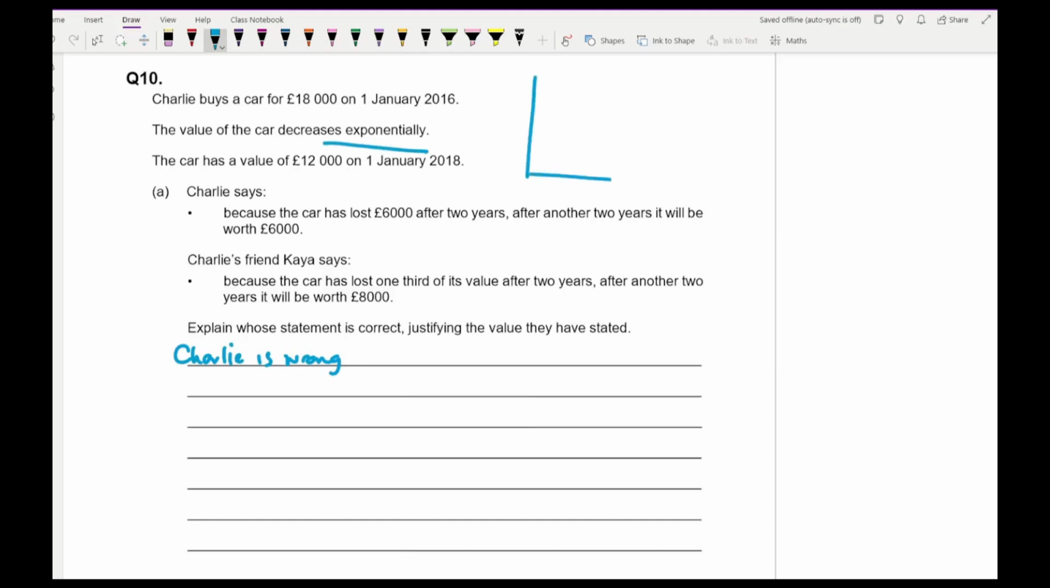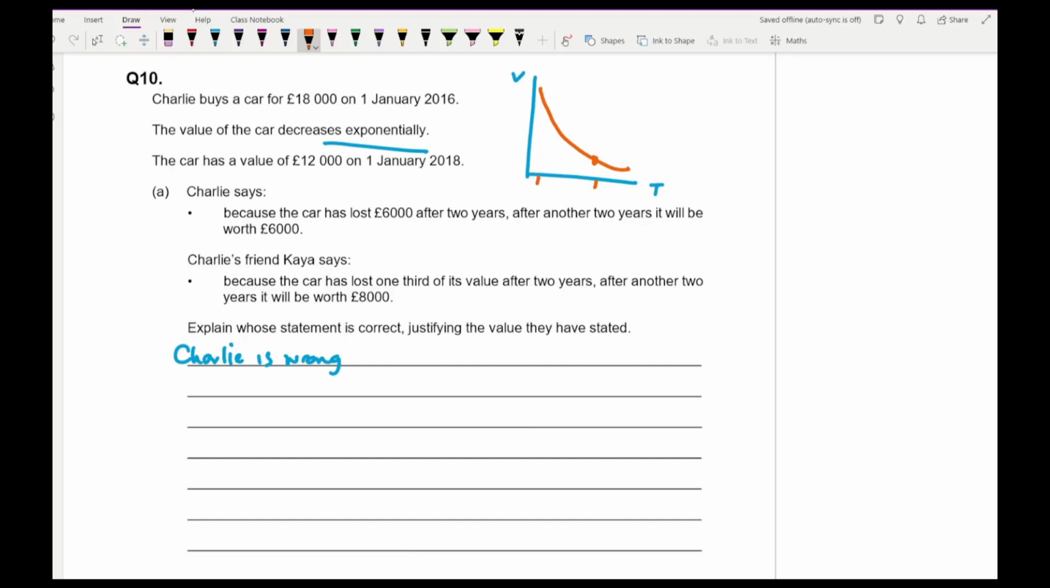So if we have a little graph where we've got time and value, it's going to go something like this. Now, actually, it's not going to look like that. It's going to look like this, where only after a certain amount of time will the decrease be quite linear, because initially it's not going to be like this. Again, we don't know how old the car was when Charlie bought it. So 2016 could be here, it could also be there, in which case the amount could be the same. But the problem is we don't know the age of the actual car.